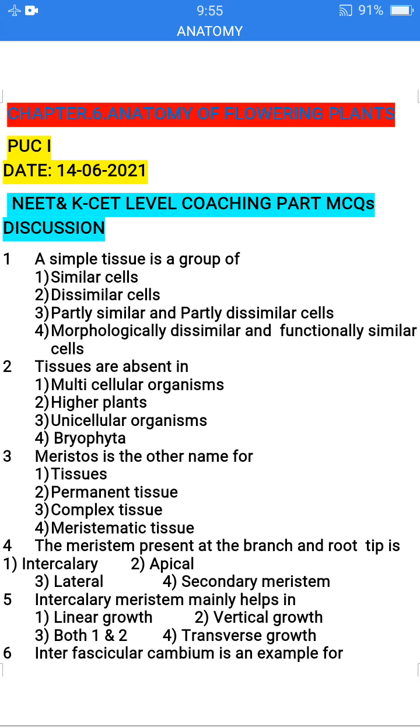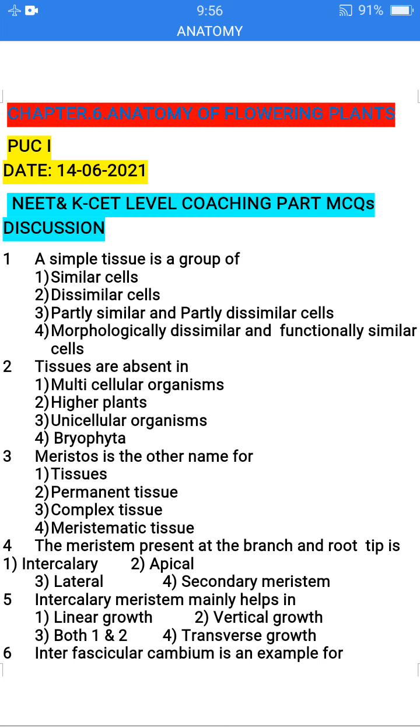Let's start. A simple tissue is a group of, let's see the options. Option 1, similar cells. Option 2, dissimilar cells. Option 3, partly similar and partly dissimilar cells. Option 4, morphologically dissimilar and functionally similar cells. Then let's see the correct answer for this question. Hope you can answer this question. A simple tissue is a group of similar cells. So the correct option is option 1.